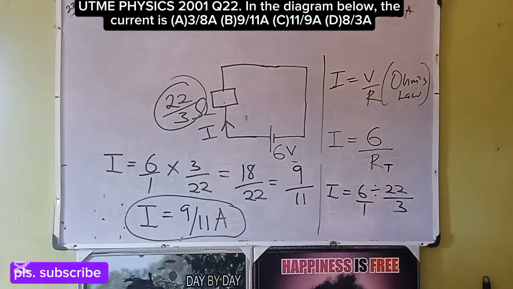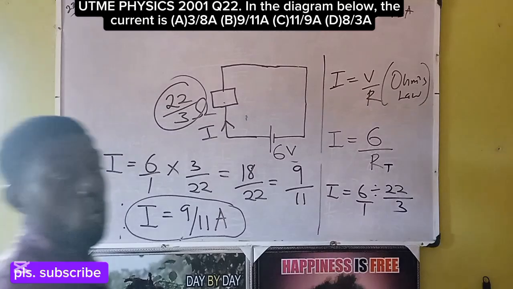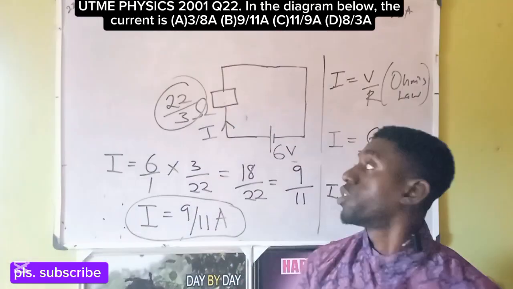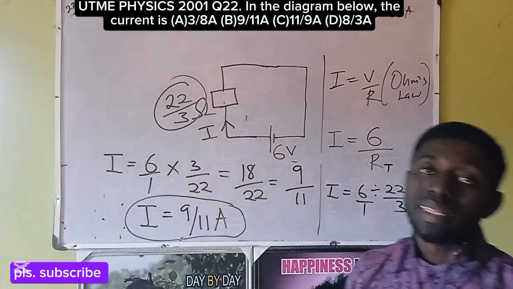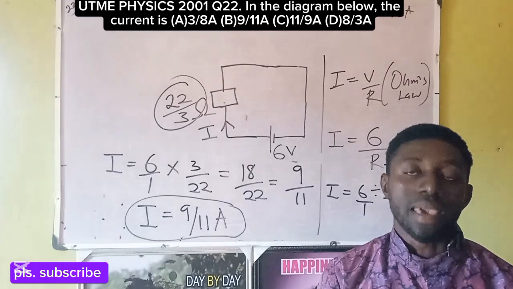9 over 11 amperes. Going back to our options, we can observe that the correct option there is option B, 9 over 11 A, which stands for ampere.